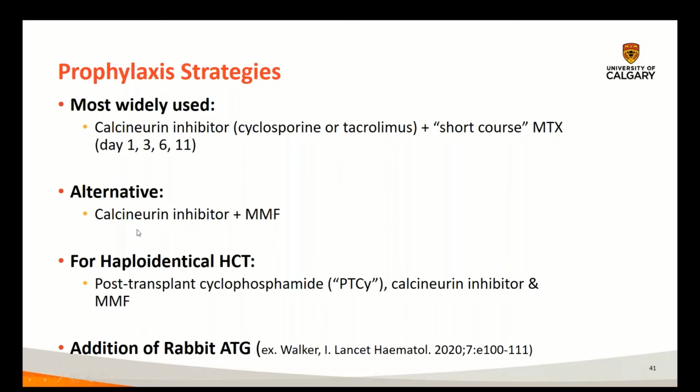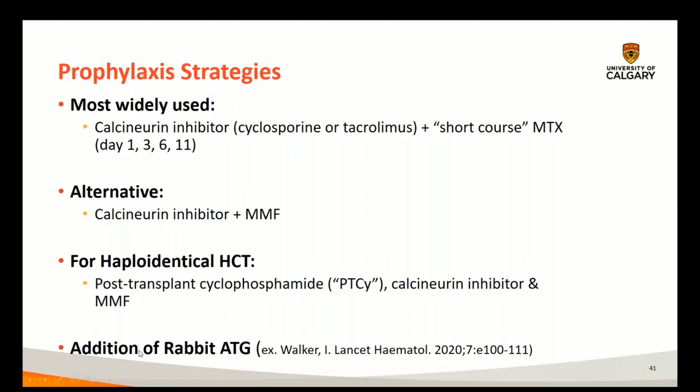We all know for haploidentical transplant, the acute graft versus host disease prophylaxis strategy needs to be more robust due to the HLA disparity. And so post-transplant cyclophosphamide, otherwise known as PT-Cy, would be the most common approach here, particularly in North America, where 50 milligram per kilogram of cyclophosphamide are given on day 3 and day 4 after transplant. Usually there is also a calcineurin inhibitor as well as MMF for the first 30 days or so.